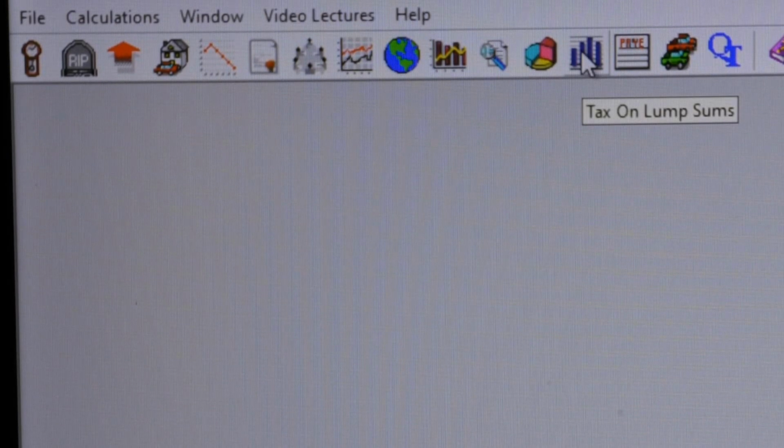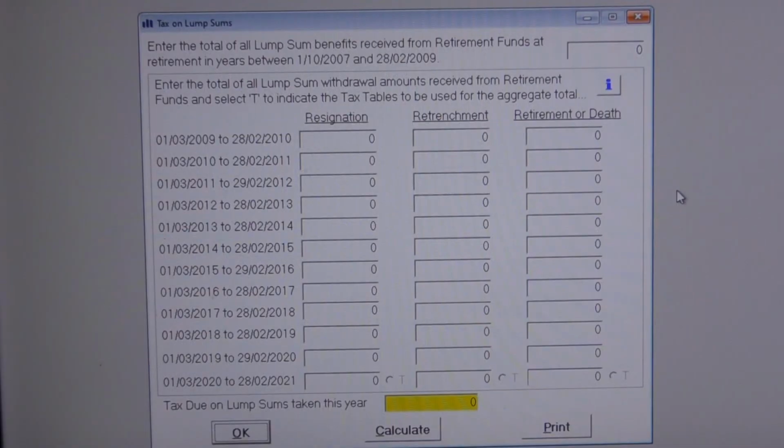This icon opens the tax on lump sums from retirement funds calculator. The tax on lump sums calculator will calculate and display the tax due on any combination of lump sums withdrawn pre-retirement or lump sums taken at normal retirement. No less than 6 accredited video tax lectures are accessible from the program explaining exactly how SARS taxes lump sums.